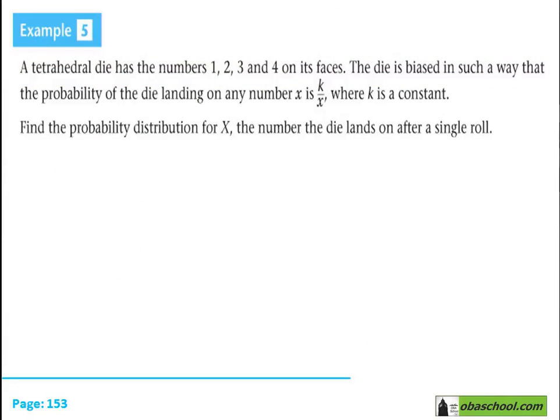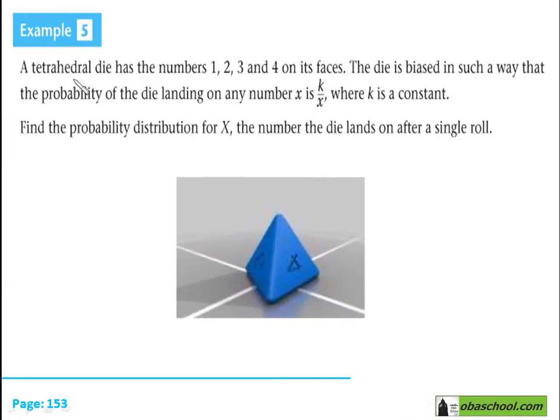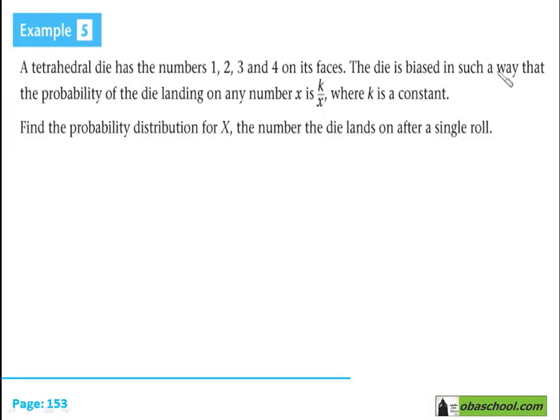Look at this example. A tetrahedral die has the numbers 1, 2, 3, and 4 on its faces. This is a tetrahedral die. All the sides of it are triangular. That is why we have 4 faces and not 6. We used to work with the cubic die which had 6 faces. The die is biased in such a way that the probability of the die landing on any number x is k over x, where k is a constant.